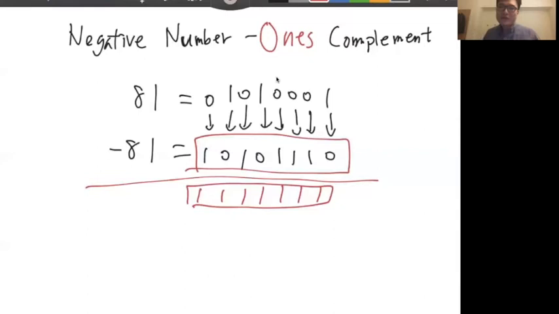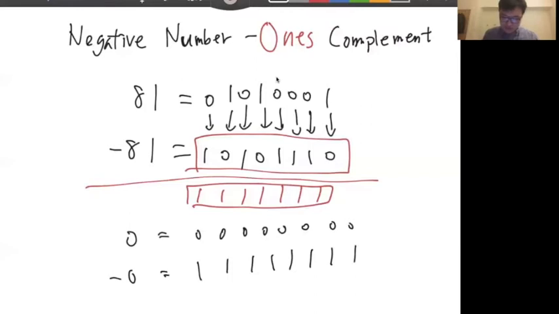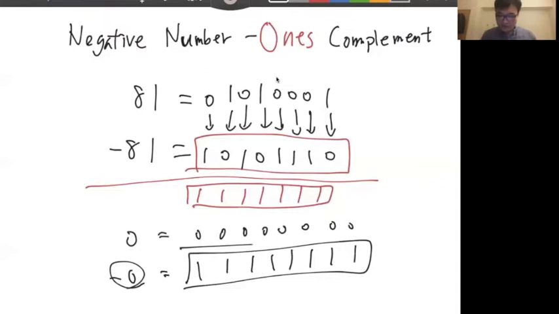Another problem is that you will still have two numbers representing the same value. For example, you have a 0, which is 0, 0, 0, 0, 0, 0, 0, 0. And if you have a negative 0, it's 1, 1, 1, 1, 1, 1, 1, 1. So all 1s represents 0, and all 0s represents 0. So you still have two numbers that are the same. Okay, so this is definitely a better one, but this is not fantastic.